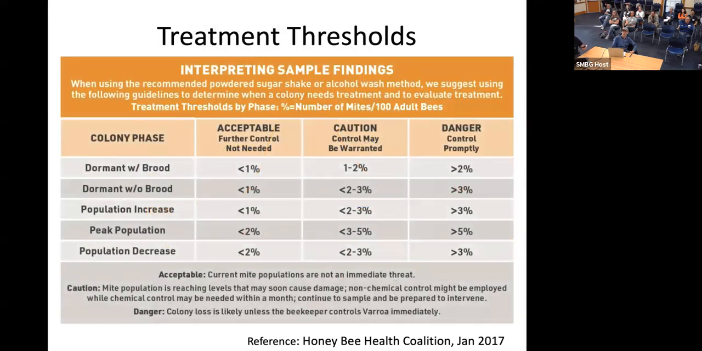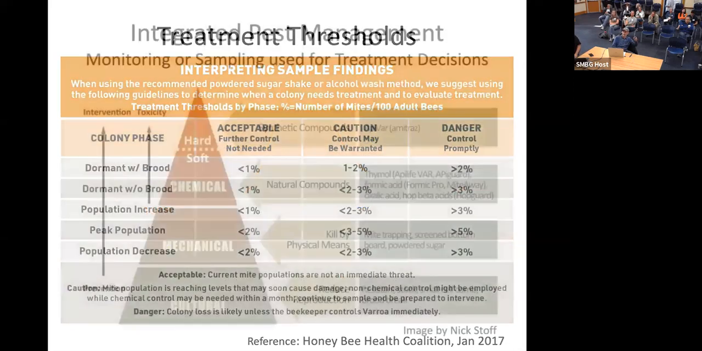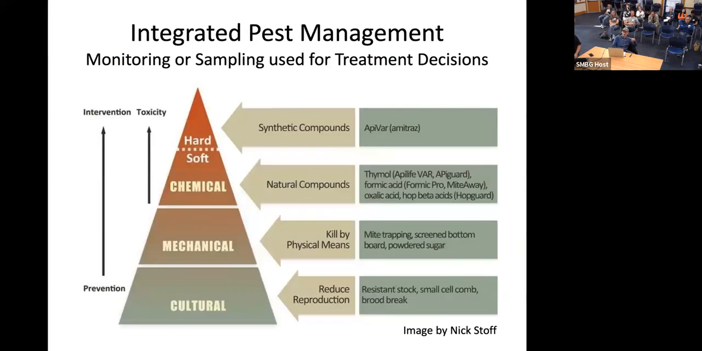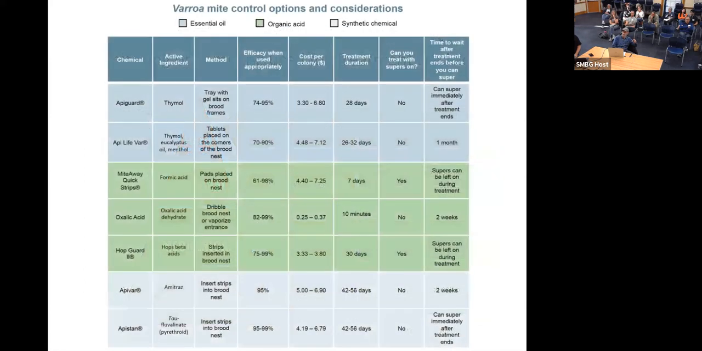I got a couple more slides, that's it. So this is the treatment threshold, 1%, 2%, 3%, and these are the things you can do. It's called integrated pest management. And these are the options for chemical treatment.